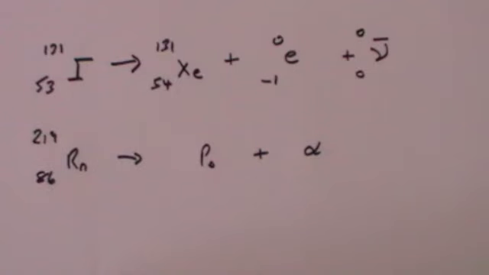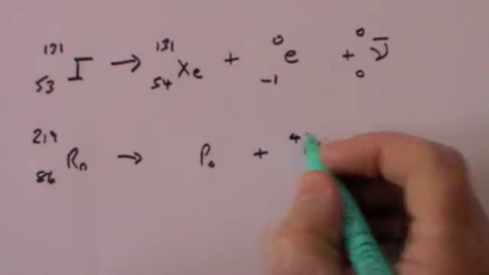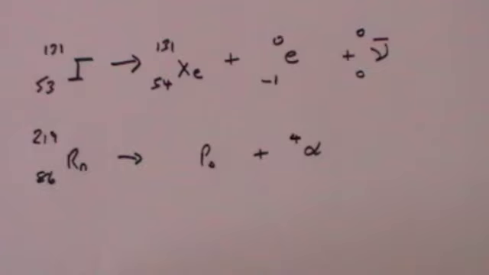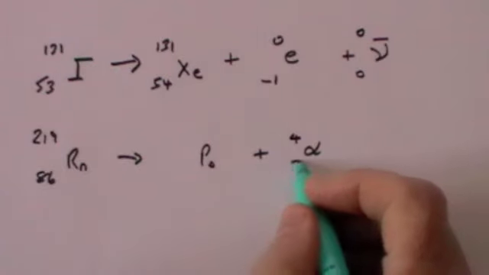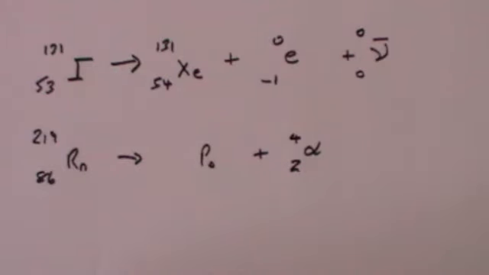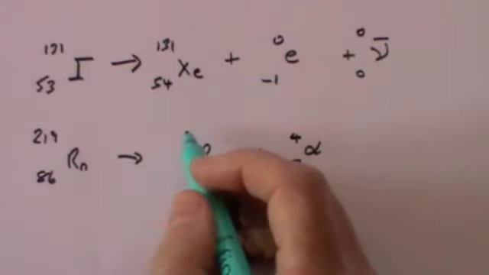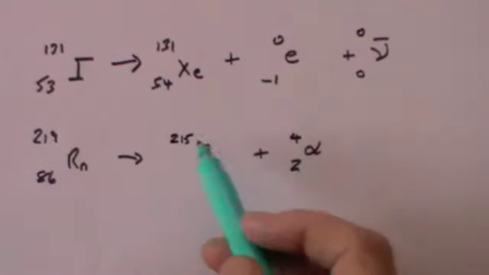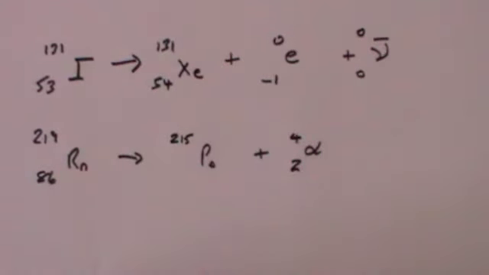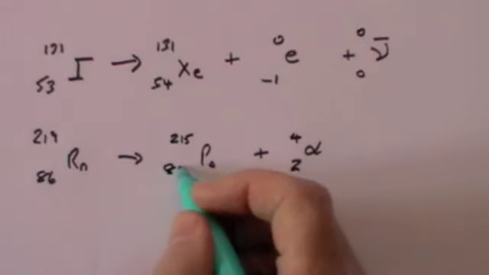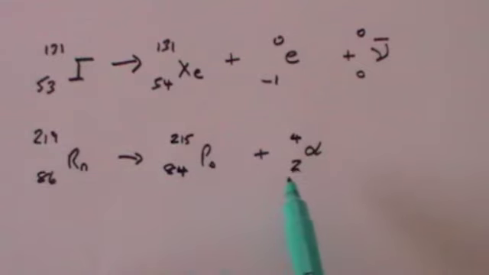So how are we going to find out what that is? Well, we should know that an alpha particle comprises 2 protons, 2 neutrons, so its total nucleon number is 4, and its total proton number or charge number is 2. And now we just have to make the equations balance. So this has to be 215, because 215 plus 4 must equal 219. And similarly, on this side, we must have 84, because 84 plus 2 must make 86.